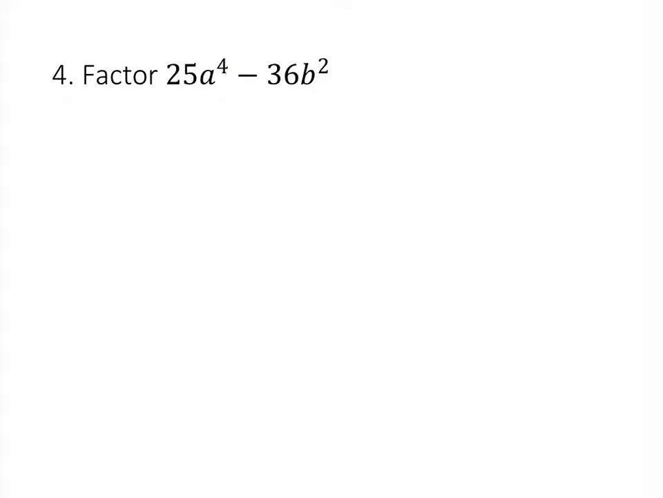Here we have a difference of two squares. We can tell that these are squares because 25 is a square, 36 is a square, and the powers are even. So a to the fourth is a square because that's a squared squared, and 25 is 5 squared. 36 is 6 squared, and b squared is, of course, b squared.